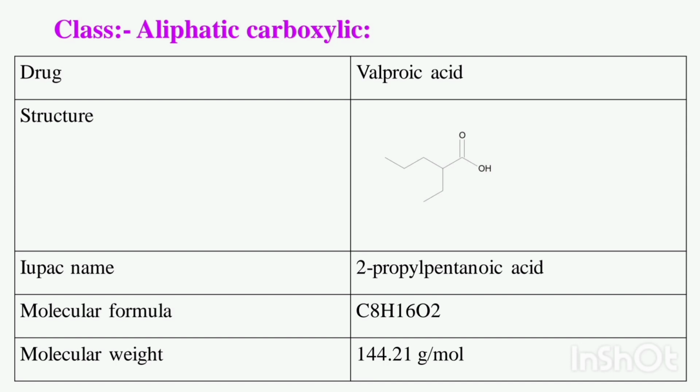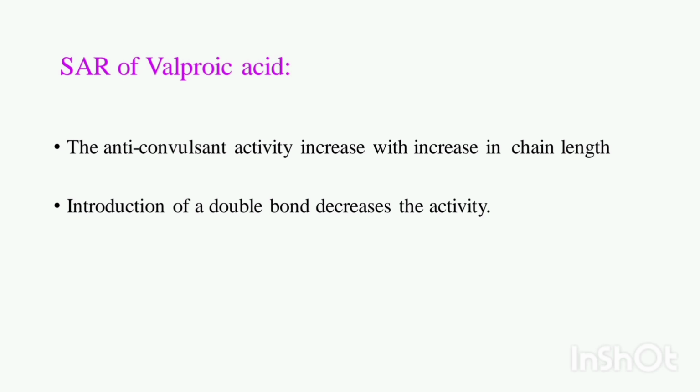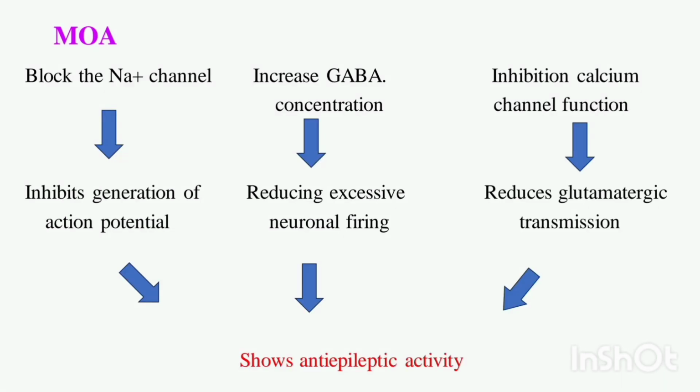Next one is aliphatic carboxylic acid. The drug is valproic acid. This is the structure of valproic acid. IUPAC name is 2-propylpentanoic acid. Molecular formula is C8H16O2. Molecular weight is 144.21 gram per mole. SAR of valproic acid: the anticonvulsant activity increases with increasing chain length. The introduction of a double bond results in decreased activity.